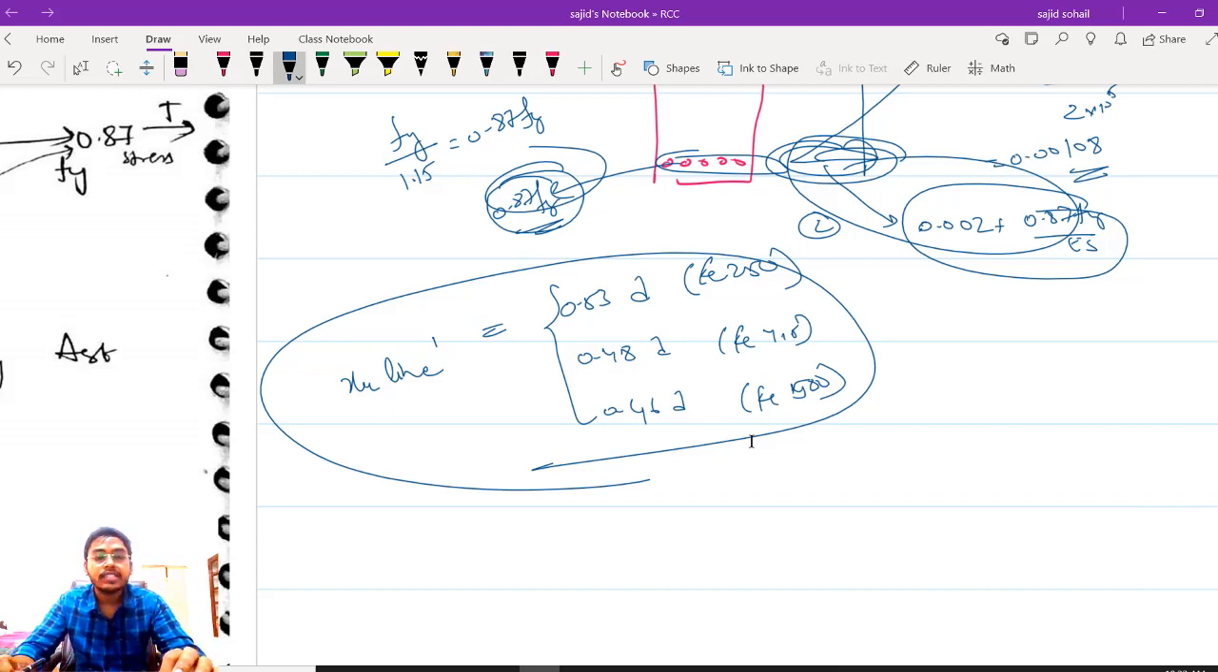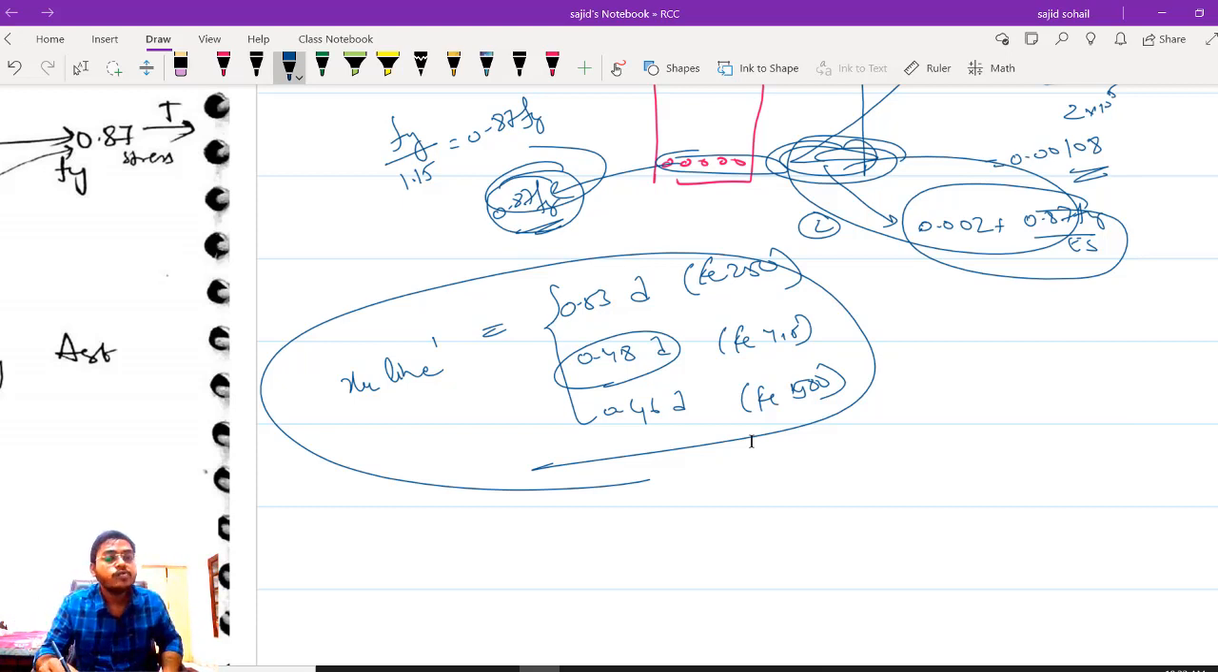Infinite number of small examinations, SSC, JE, or you can say state PSC, this was asked so many times. Okay, so Xu limit value for your Fe415, there will be 4 options. You have to take 0.48D. You will be getting your 1 mark. ठीक है, so your neutral axis का limiting depth कितना रहता है, 0.48D for Fe415 and 0.46D for Fe500.